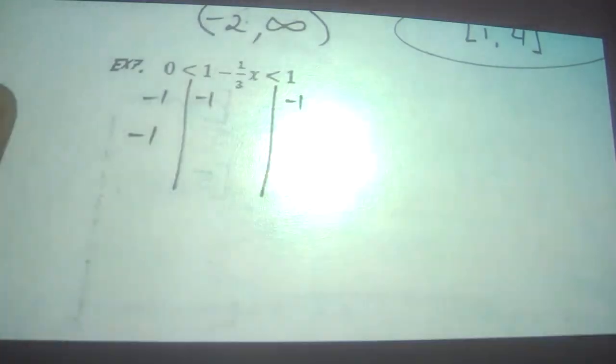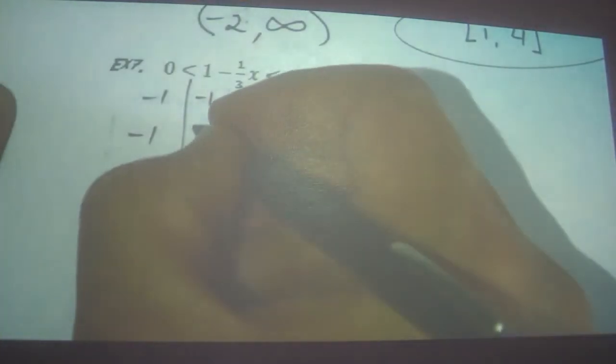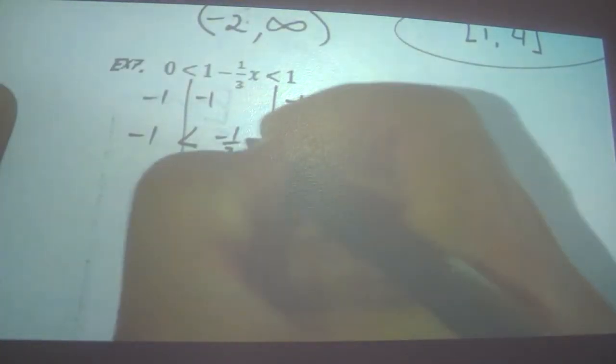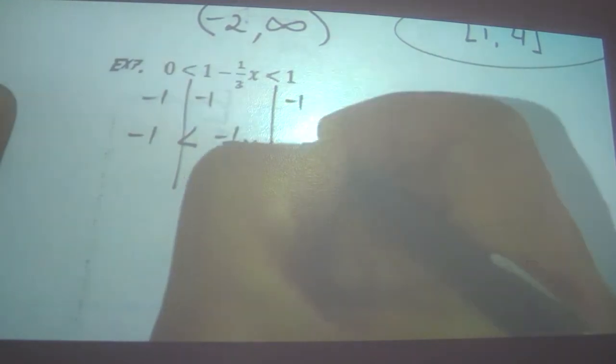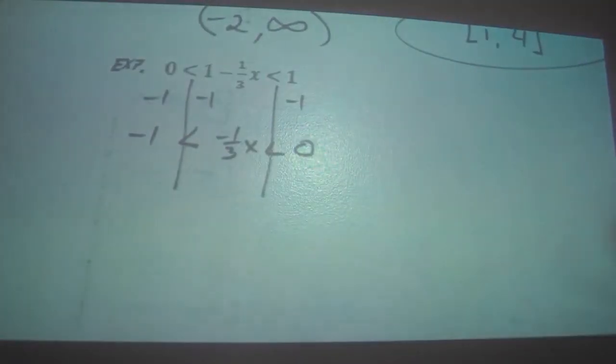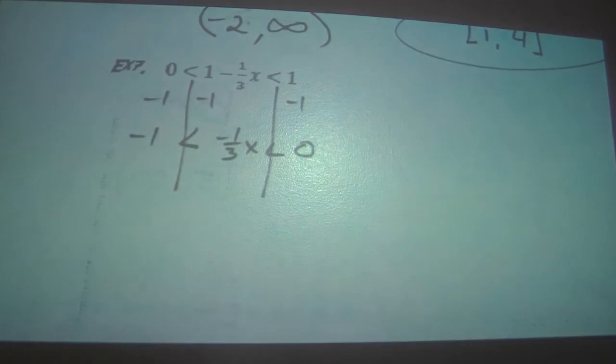I get -1 is less than -1/3 x, which is less than 1 minus 1 is 0. It is okay to have 0, guys. Some people freak out when they see 0. 0 is a number. It's not natural, I know, but it's whole, and it's an integer, and it's a whole. It's a real number. I got one more step.